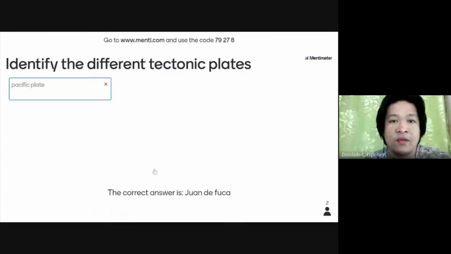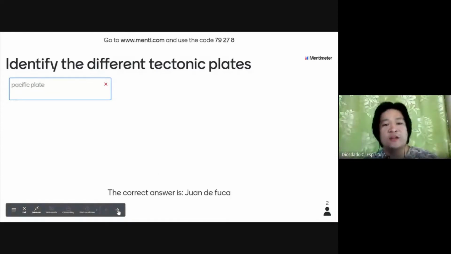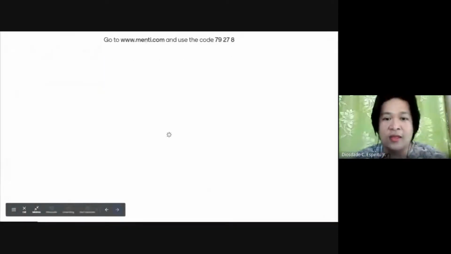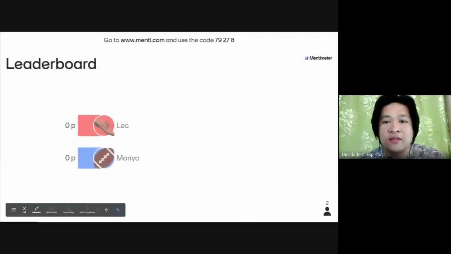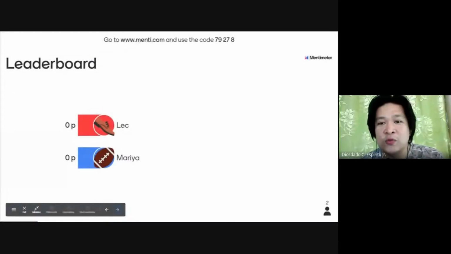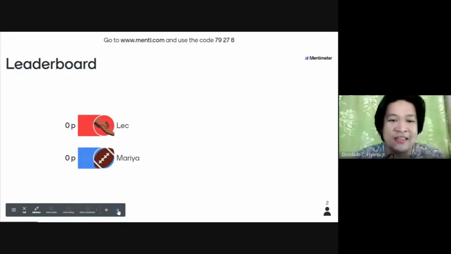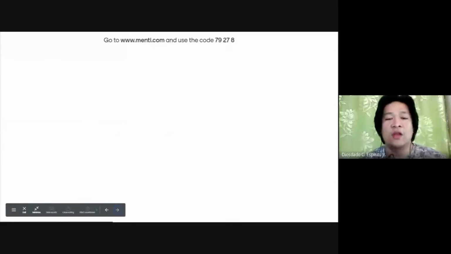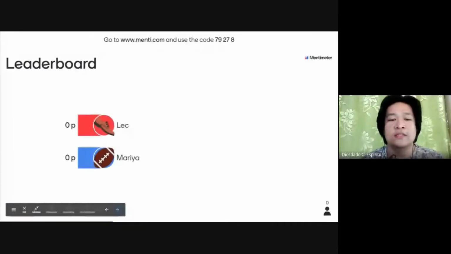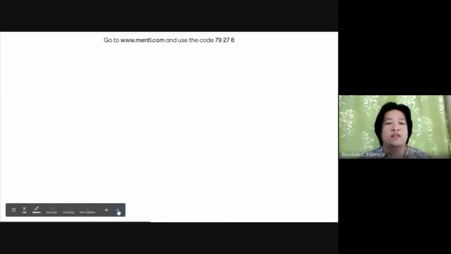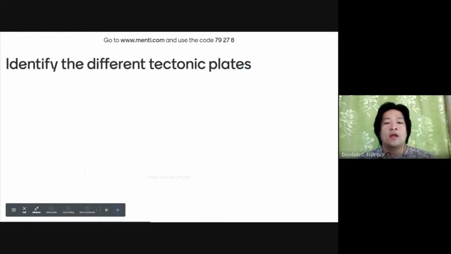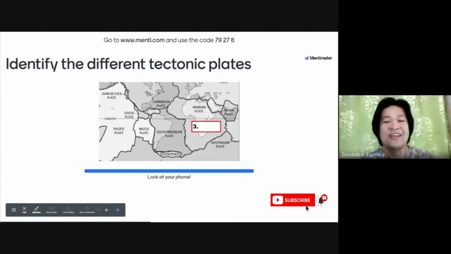Okay, let's go with the next question. Still, you're going to identify. We have only two students who have successfully shared their answer. We have Lek and Maria. Thank you for joining. Maybe you can get the right answer next. We have the next one. Oh, did we go past it? Sorry. We are now on question number 3.